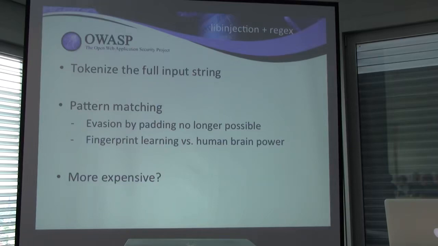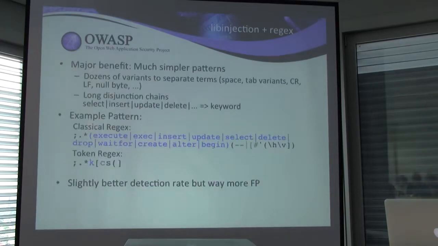You can do this lookup. But one benefit you get, which also has a huge influence on performance, is much simpler regular expressions. For example, there are dozens of variants of how you can separate terms from each other. We can use tabs, spaces, carriage returns, and so on. Even null bytes can sometimes be used to separate tokens. That's quite crazy. You consider all these in your parser, and you no longer have to consider them in your regular expression.